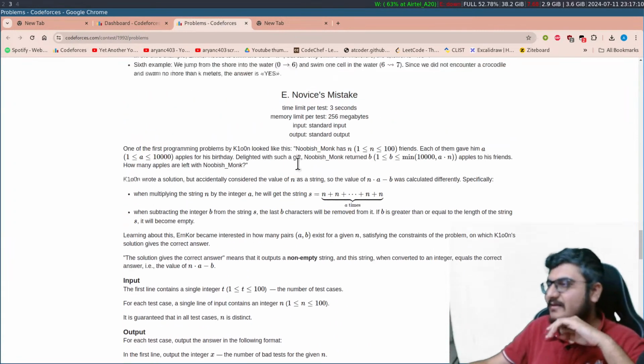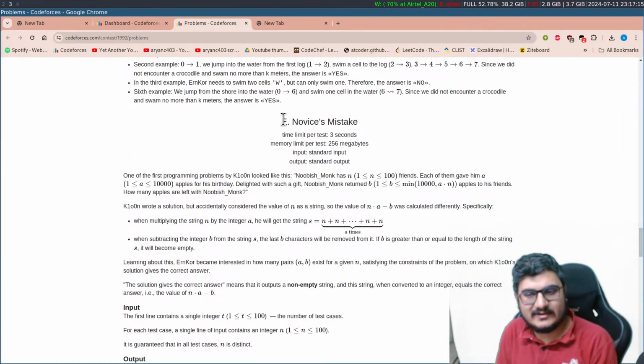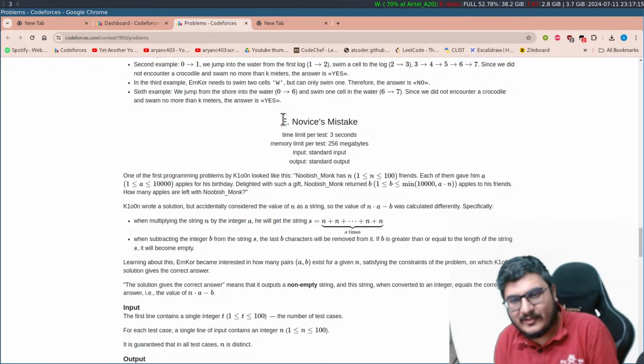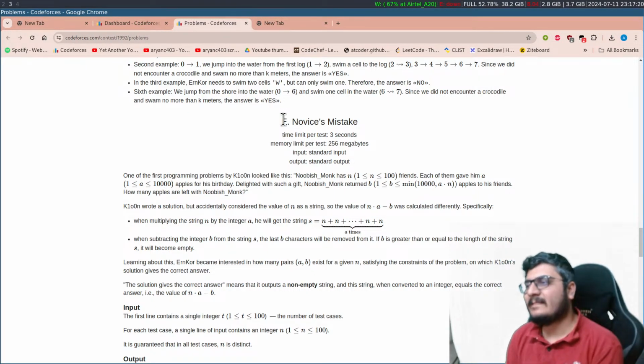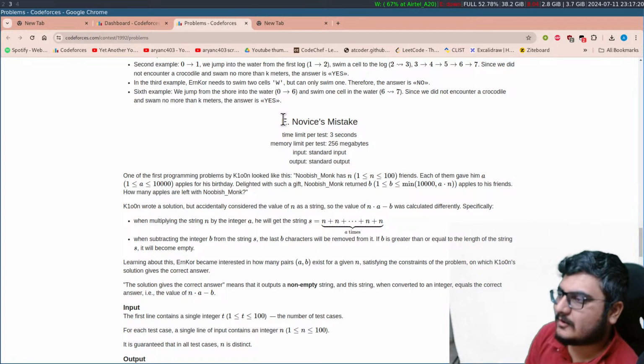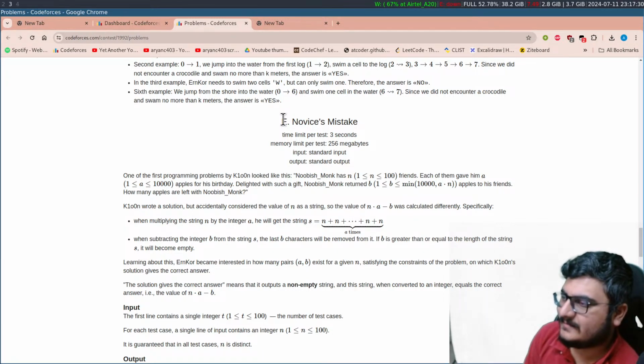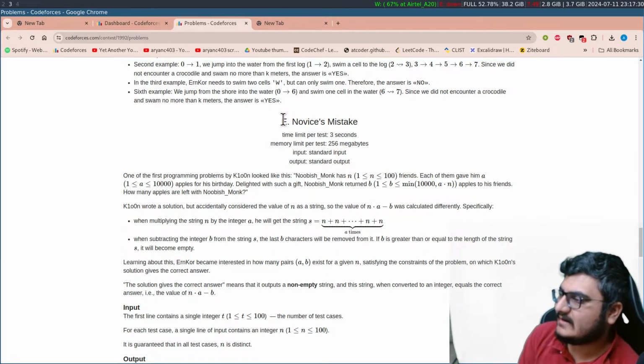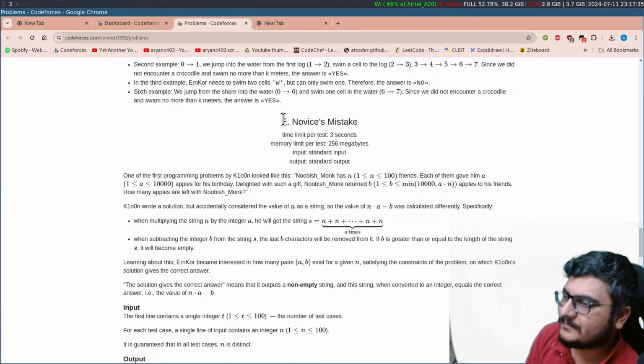So problem E, I definitely found it to be the hardest one, and it took me quite a long time to get it right. It says one of the first programming problems by K looked like this. N has N friends. Each of them gave him A apples for his birthday. Delighted with such a gift, N returned B apples to his friend. How many apples are left with N?